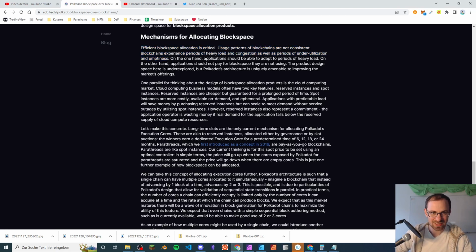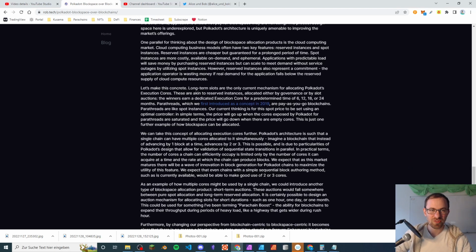On the one hand, applications should be able to adapt to periods of heavy load. On the other hand, applications should not pay for block space they are not using. The product design space here is underexplored, but Polkadot's architecture is uniquely amenable to improving the market's offering. Okay, so we are having this argument that sometimes products use too much block space, sometimes too little. Can we bring in more efficiency?